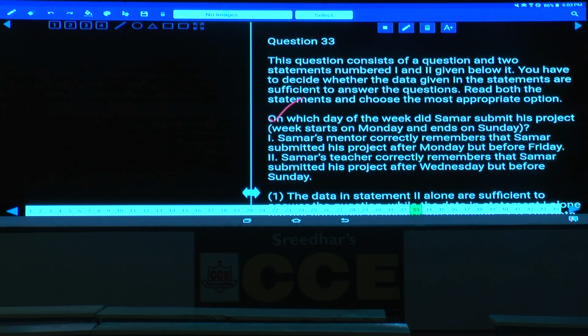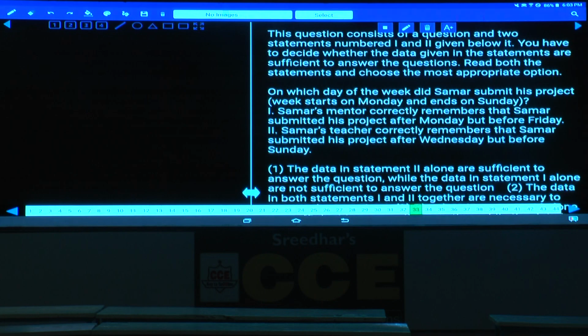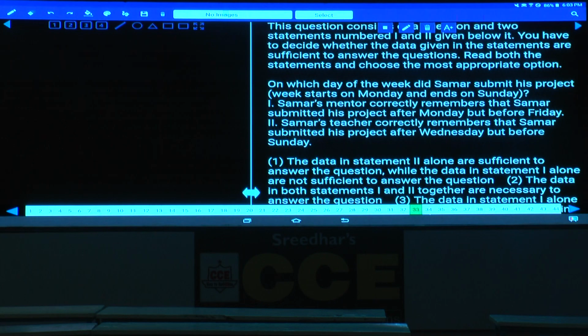Question number 33 onwards. Now 33 to 35, it is based on what? It is based on data sufficiency. On which day of the week did Samir?